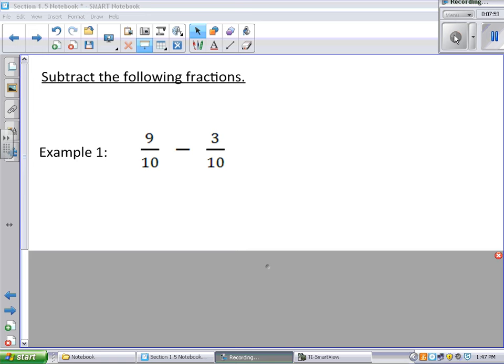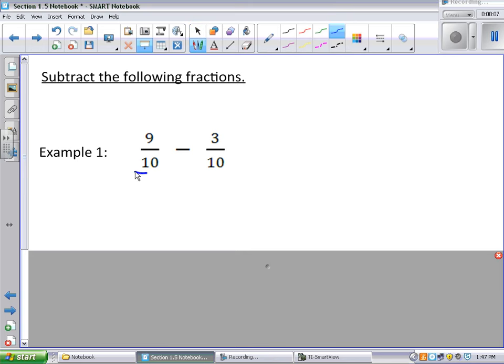Now we've seen examples with adding. We're going to do some subtraction problems next. If we look at example 1, do we have a common denominator? The answer here is yes. So when we want to subtract two fractions with a common denominator, we subtract the numerators. 9 minus 3 is 6, and keep the common denominator.